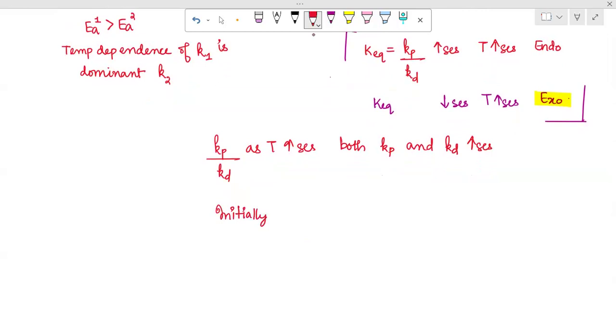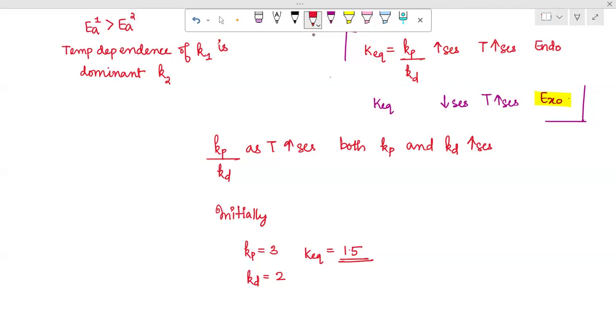If I take certain examples, just for the sake of example, let's say that initially the value of Kp was some random units, 3, and Kd was, let's say, 2. This was my value initially. So K equilibrium will be 3 by 2, which is 1.5. I'm not taking the units, whatever random units they are.